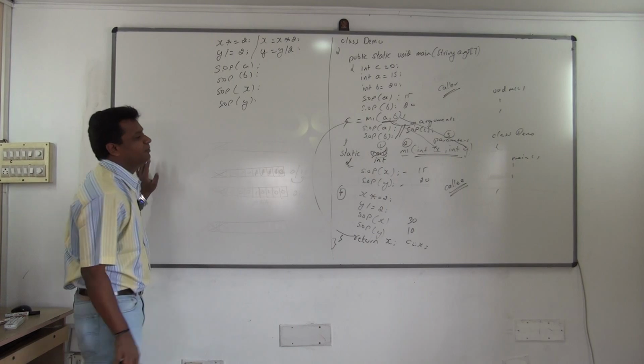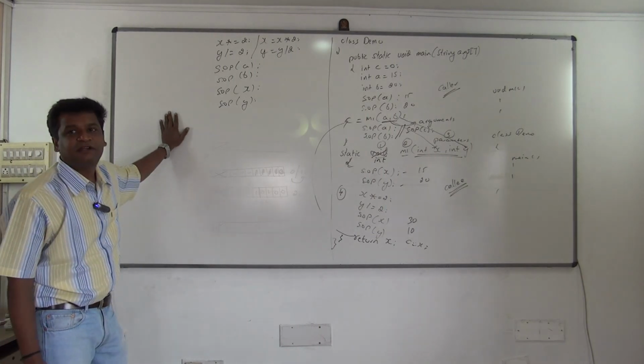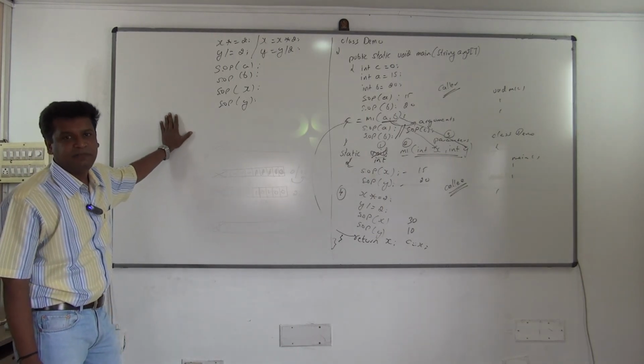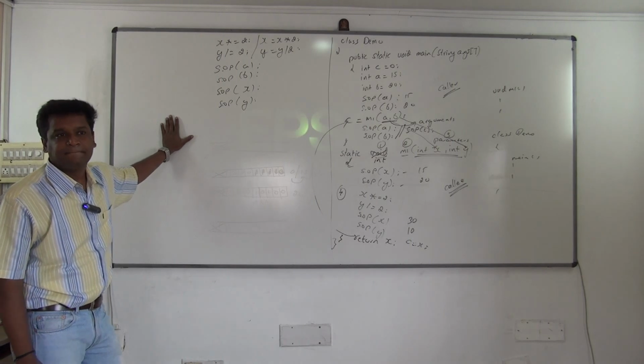Caller, callee, see all the terminology is what I introduced today. Caller method, callee method, arguments, parameter, return type. Understood?